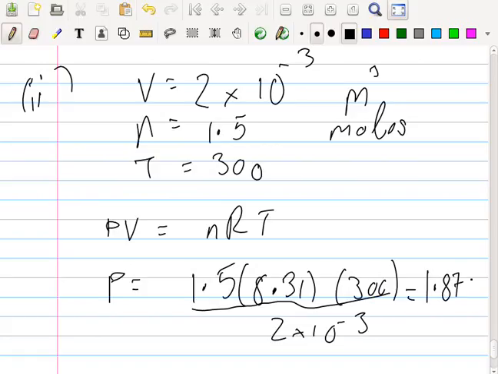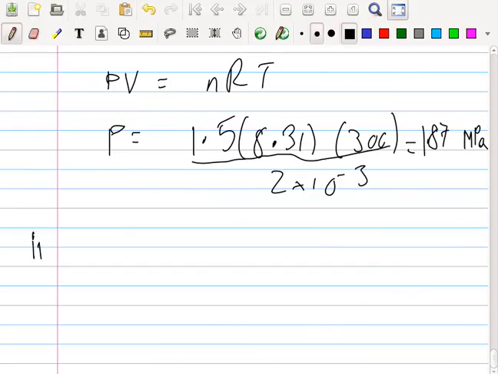1.87 pascals, times 10 to the power 6. Okay. So it's 1.87 megapascals. Okay.